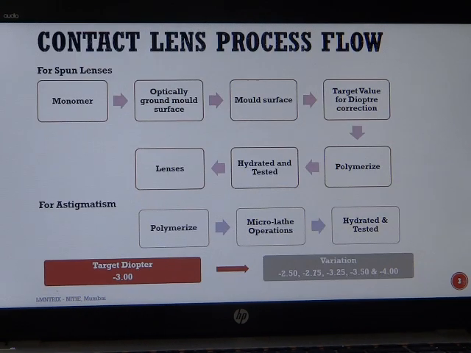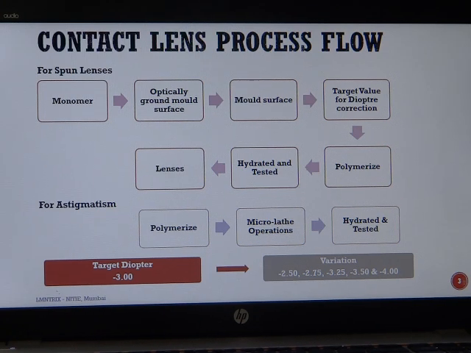Now this diagram shows the process flow in the manufacturing of the lenses. As mentioned in the case, there are 2 types of lenses: one is spun lens and the second is for astigmatism. First of all, the monomer is dipped into the optically ground mold surface. After that, the target value for the diopter is targeted, and then the polymerization occurs. After that, the lenses are hydrated and tested, and finally the lenses are produced.